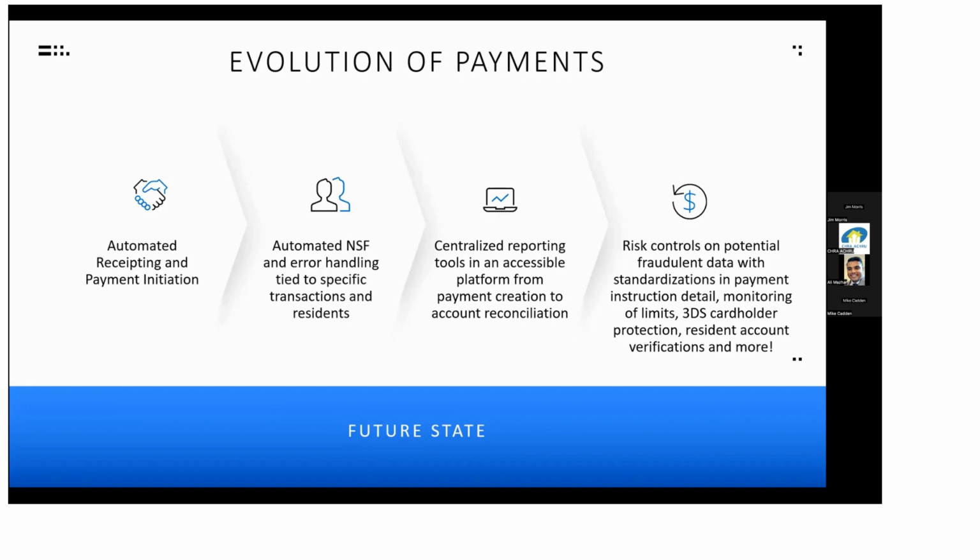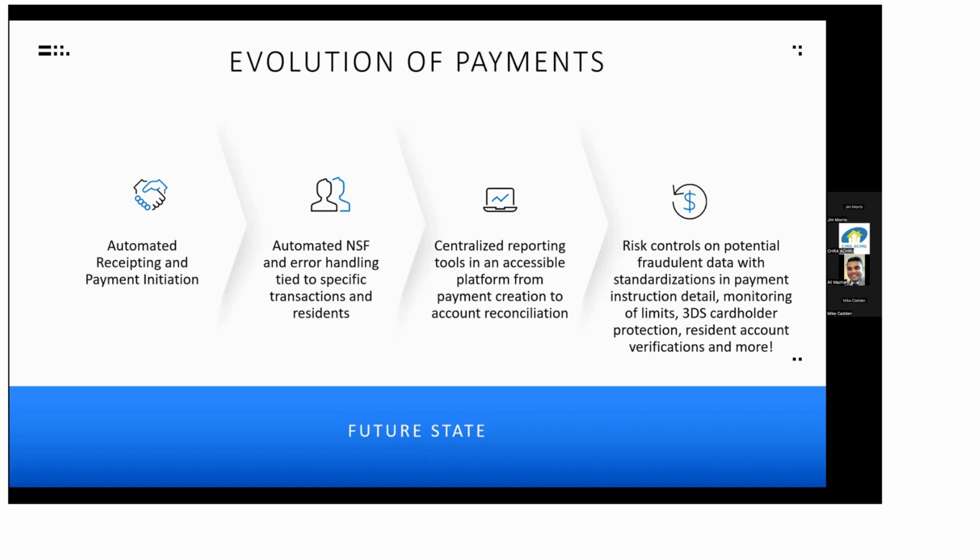Now, because Yardi as a business knows what the payment instruction is, we would now also be able to handle errors, returns, NSFs. We have the ability to take that detail, tie it to a specific resident, tie it to a specific transaction, and populate it on a dashboard for easy access, easy action. Realistically, do we need to reverse a payment? Do we need to reaction a payment? And the time to do so is cut dramatically just by that automated reporting.